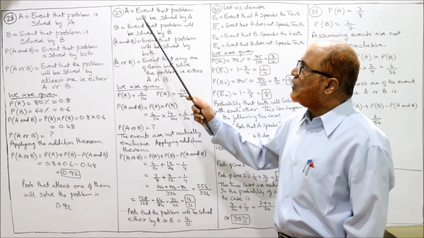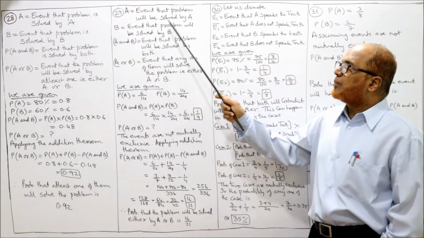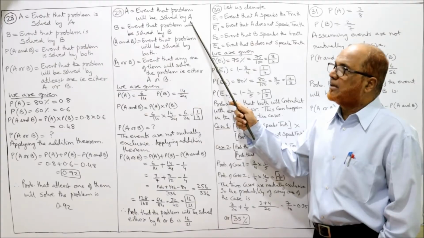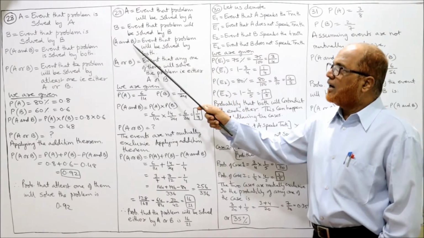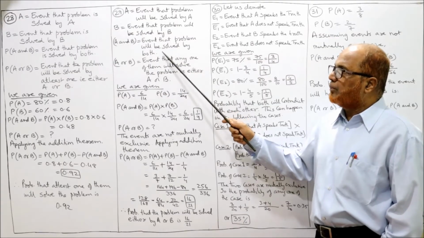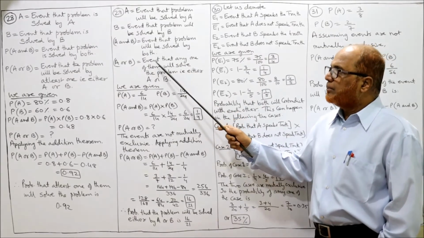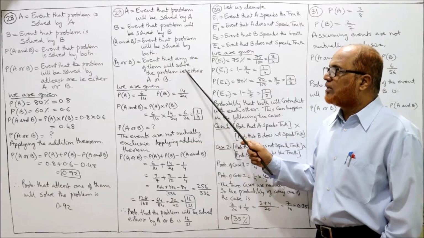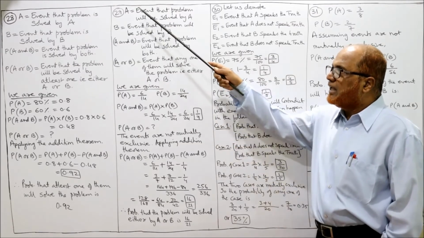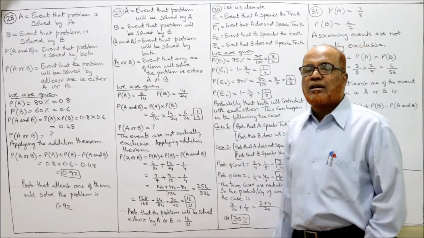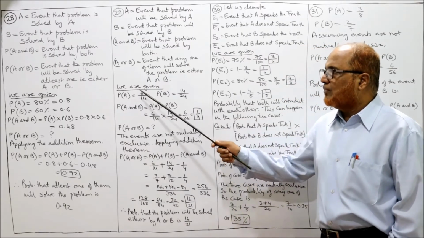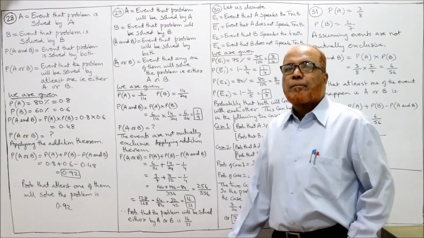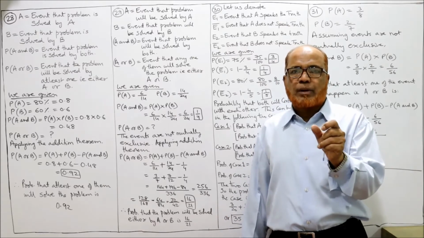So first of all, I'll write down A is equal to event that the problem will be solved by Mr. A, and B is the event that the problem will be solved by Mr. B. A and B event that the problem will be solved by both, and A or B event that any one of them will solve the problem, that is A or B. ये events notations में ले लिए. Now we'll substitute in the formulas given, information given. So we are given P of A, probability that A will solve the problem.